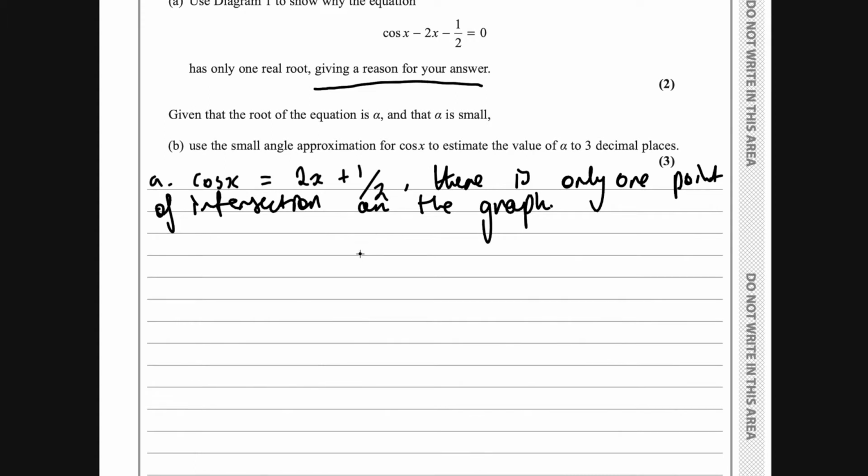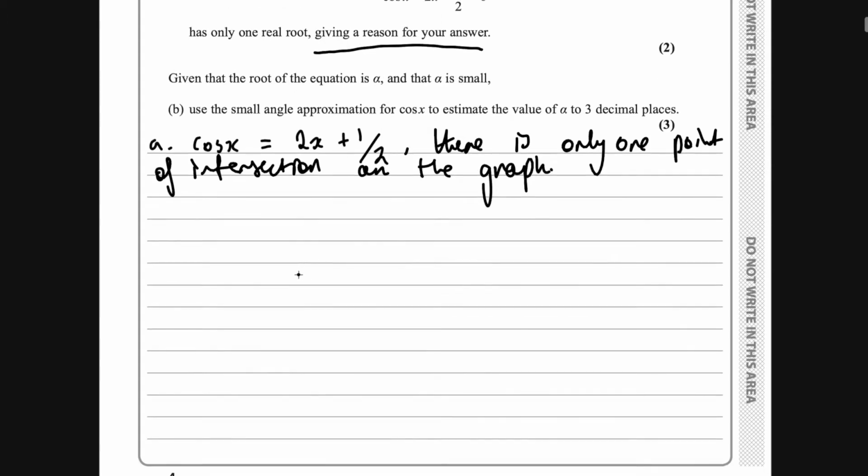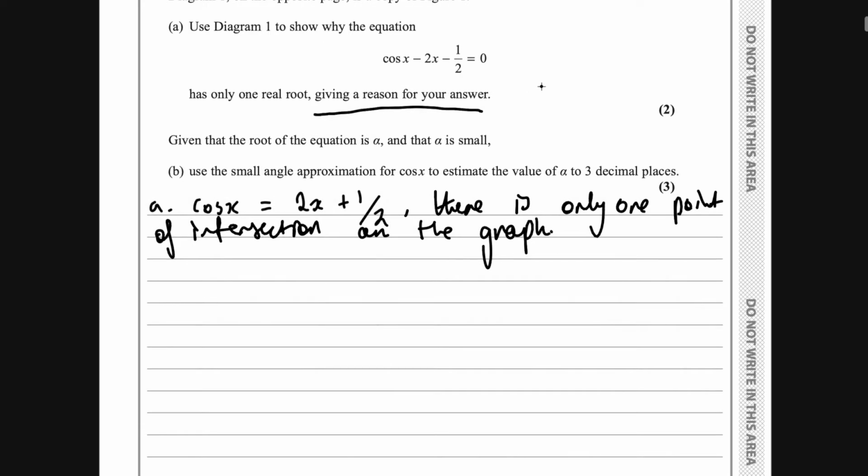Okay, so for part B, we're going to be continuing this equation further. And I believe that what we're going to be doing is using small angle approximations. So we need to remember our three small angle approximations for each trigonometric function. So sine theta approximates to theta. Tan theta also approximates to theta.